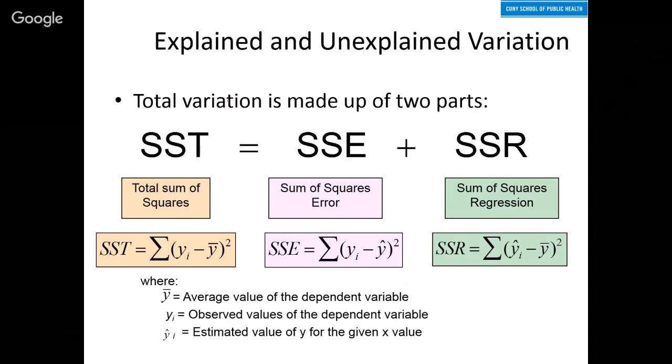So does this make sense, this breaking up the variation into two parts? Do you remember which one of these is the explained and which is the unexplained part?